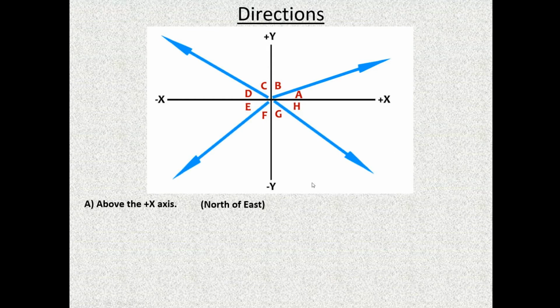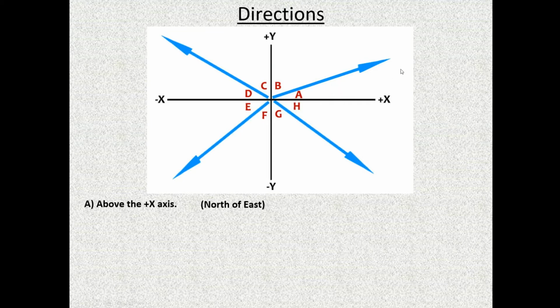Notice that the major axis that the vector is off of is always said last. So let's say A was 30 degrees. You would say 30 degrees above the positive x-axis. Or if it was mapping, 30 degrees north of east.